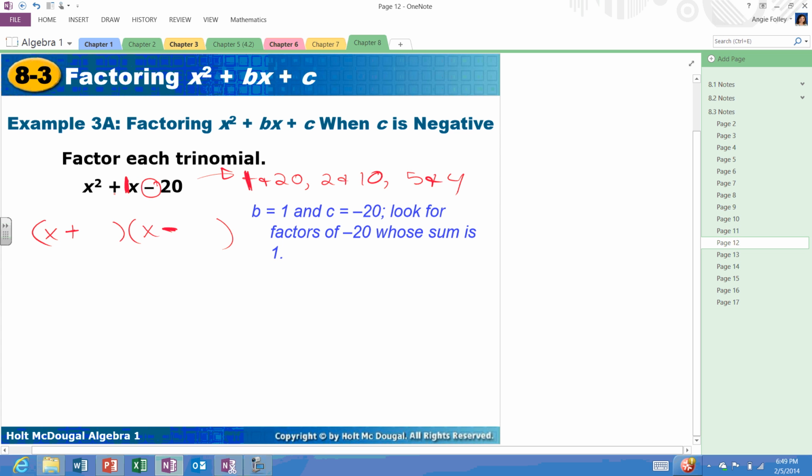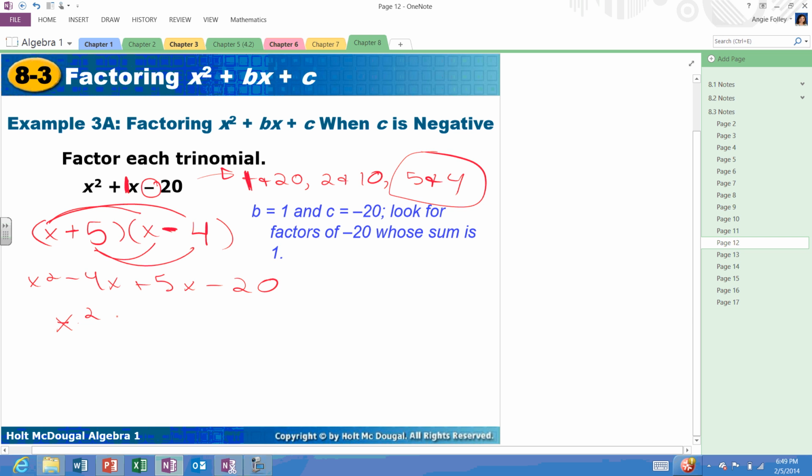Well, since the middle term is positive, that means I need more of the positive. So which of these has the bigger absolute value, 5 or 4? Well, 5 does. So that means that 5 is my positive and 4 is my negative. So let's check to make sure that works. X squared minus 4x plus 5x minus 20. If I combine my like terms, I get x squared plus 1x minus 20. So that is the same. So our solution did work, x plus 5 and x minus 4.